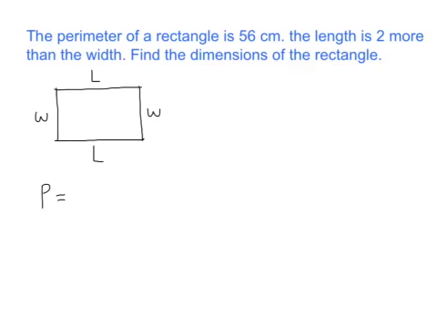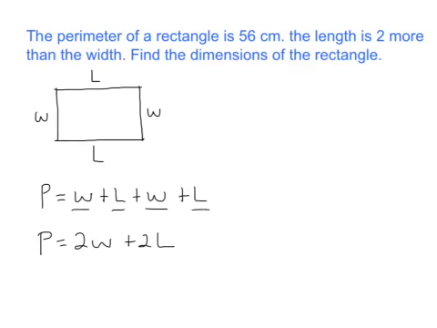And so your perimeter is W plus L plus W plus L, because that would be the length all the way around. Now, W plus W is what? 2W. And L plus L is 2L. So we're saying the perimeter is twice the width plus twice the length. Now, they tell us in the problem that the perimeter is 56 centimeters. So I'm going to say 56 equals 2W plus 2L. That represents the first sentence.